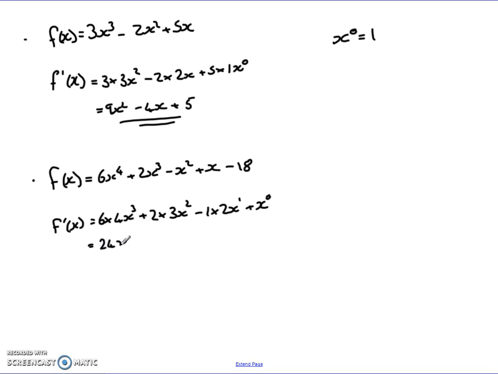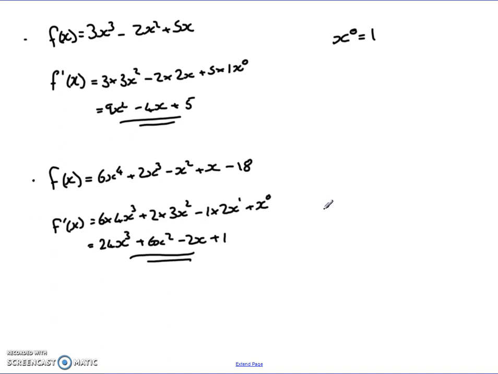So I'd get 24x cubed plus 6x squared minus 2x plus 1. Again, remember x to the 0 is just 1, so it's just a 1 left there on its own. We're able to go along and do every single term all on its own, one at a time. Now, we have to remember that this is how it has to be written.